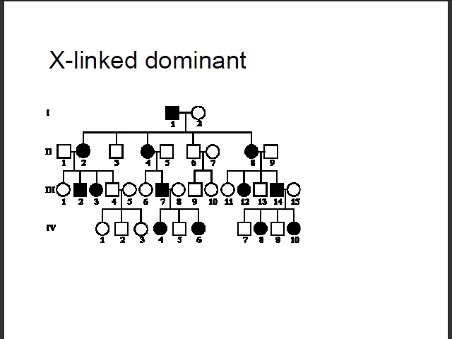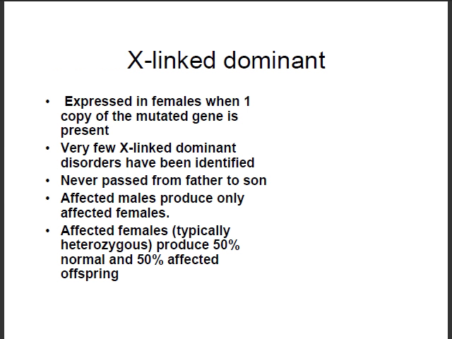Let's take a look at some of the descriptions of these disorders. It's expressed in females when one copy of the mutated gene is present. So it's not like a recessive disorder. You only have to have one copy, and it lives on the X chromosome. Females have two, but if one is bad, then they have the disorder. Very few of these have been identified, but there have been some.